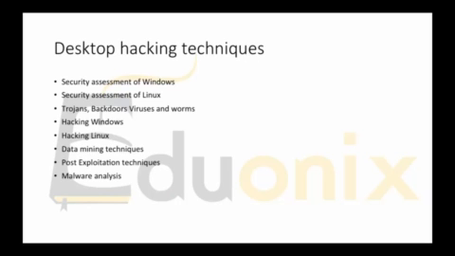Now, under desktop hacking techniques, we'll be assessing the security of Windows and Linux. We'll be looking at Trojans, backdoor viruses and worms. We'll also be doing some practical demonstrations on hacking Windows, hacking Linux, as well as some data mining, what you do after exploitation, so post-exploitation, and we'll be pulling apart some malware as well, just to have a look at it.